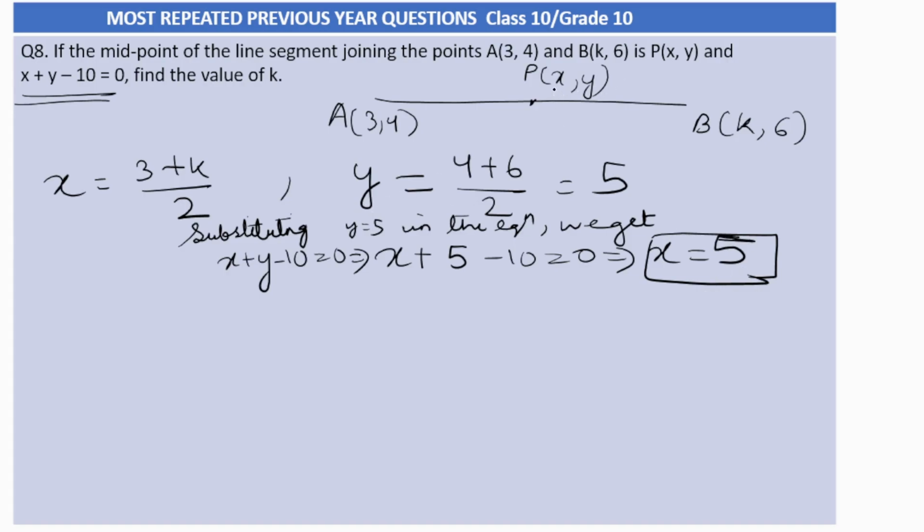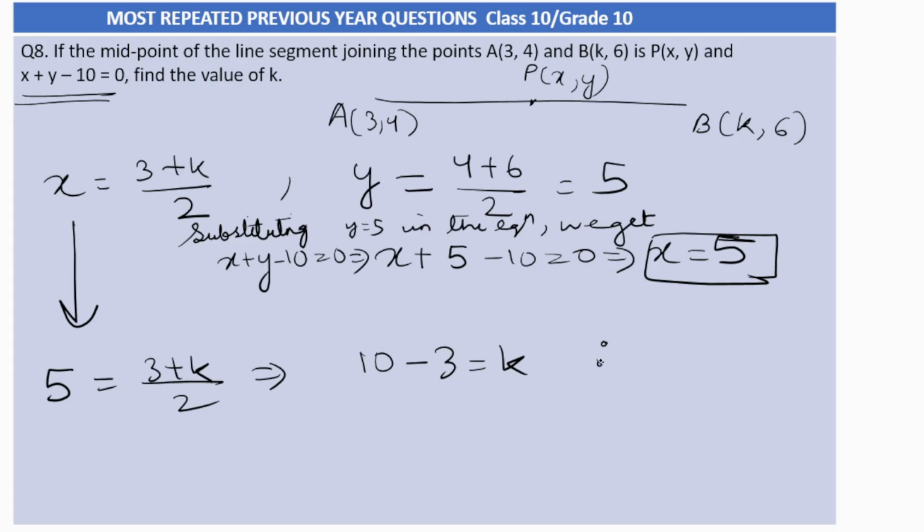So, now we know the coordinates of point P, 5 and 5 for x and y. Now, we can substitute the value of x here and get the value of k. So, substituting the value 5 here, I can safely multiply this 5 with the 2 here, it will become 10. 10 minus 3 is equal to k. Therefore, k's value is equal to 7. Alright.